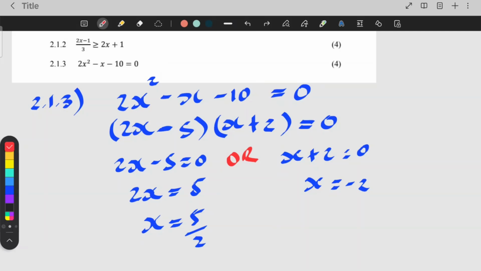So here, this is how you mark for factorizing, for making them equal to 0, and for both answers. So this answer and that answer, this one was also 4 marks.